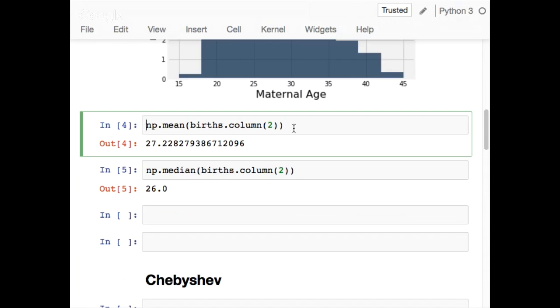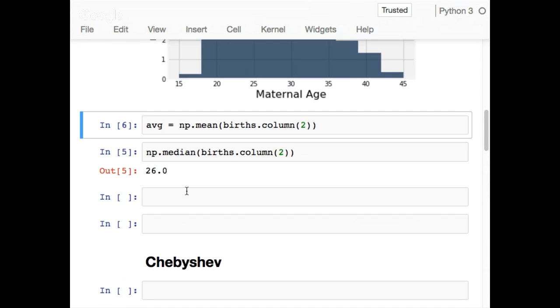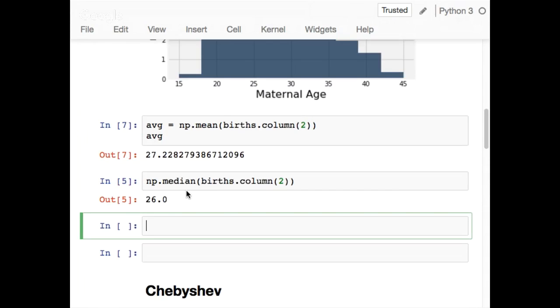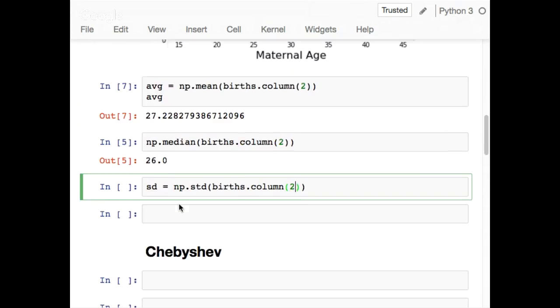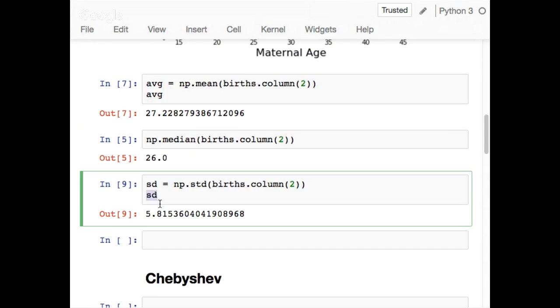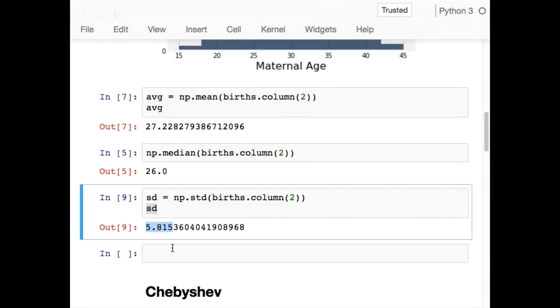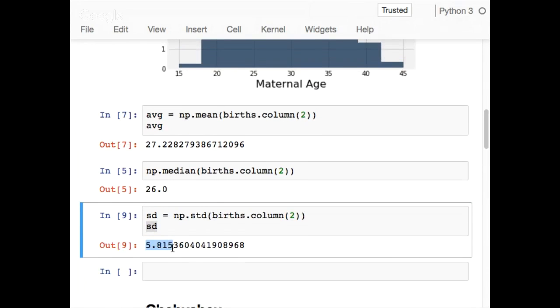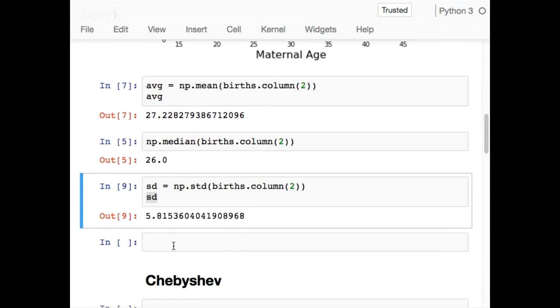I'm going to call this the average equals that. Here's my average. Now I'm going to take the standard deviation. I'm not going to do the whole thing again, I'm just going to call np.std on the maternal age column, and I'm going to name the variable SD. So here's the SD. Standard deviation is 5.8. Not really easy to interpret that.